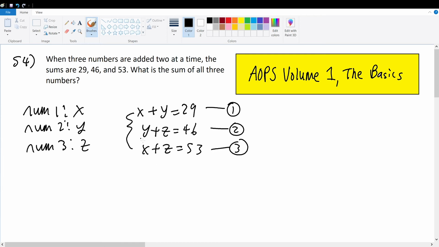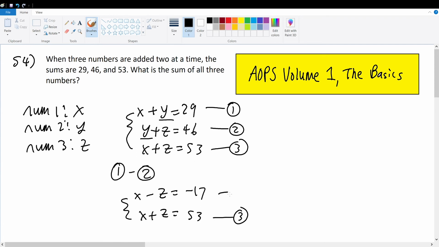And I see here that we can cancel out the y terms in equations 1 and 2. So we can subtract equation 2 from equation 1. Therefore, we would get x minus z should be equal to 29 minus 46, which is negative 17, combined with our third equation, x plus z is equal to 53. I'll call this equation 3, and this is equation 4.